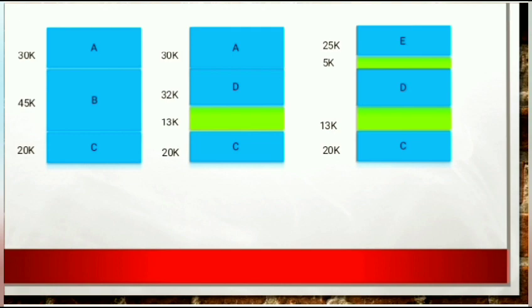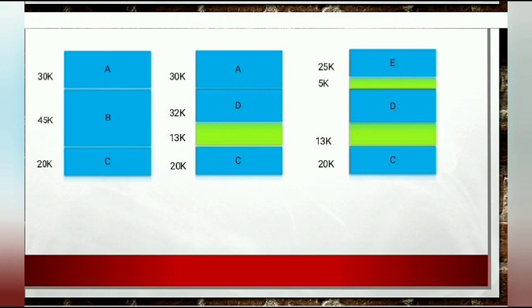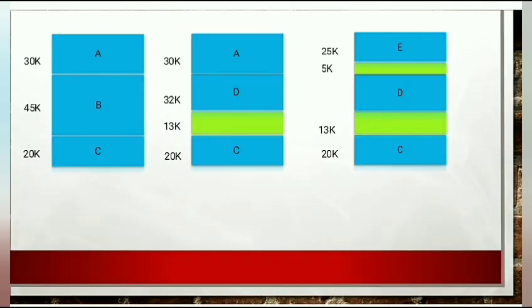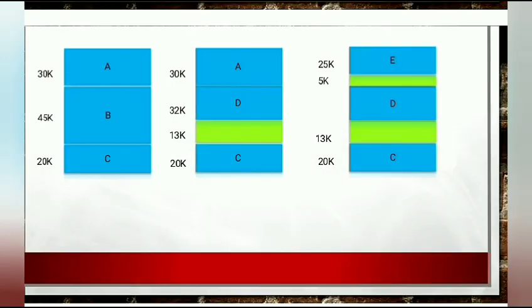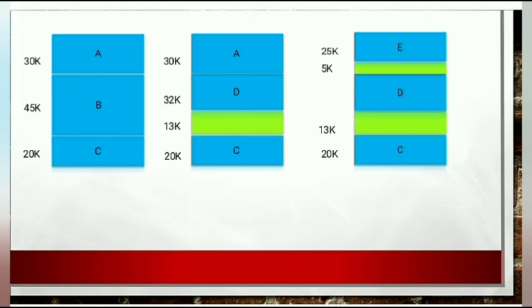Now suppose a new program arises and it needs 15K of memory, so it cannot be loaded as we have 5K of memory area left as well as 13K of area left. And this situation is said to be storage fragmentation.